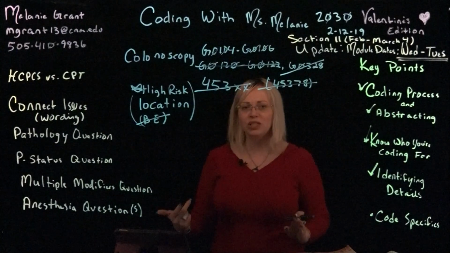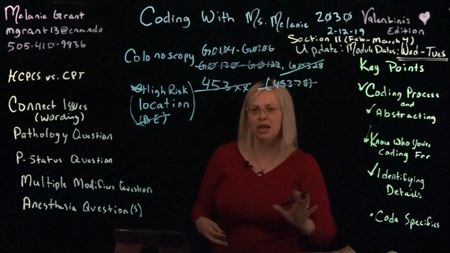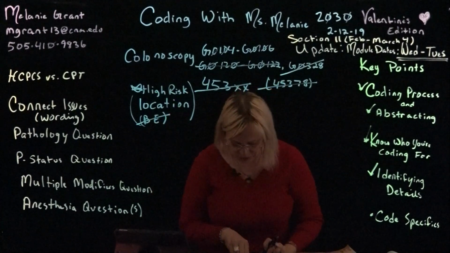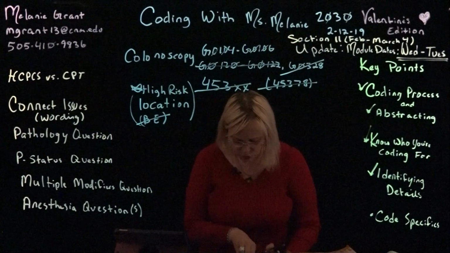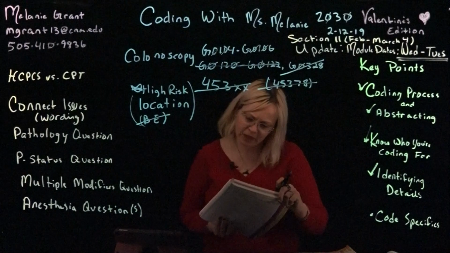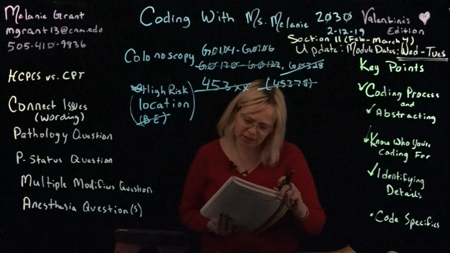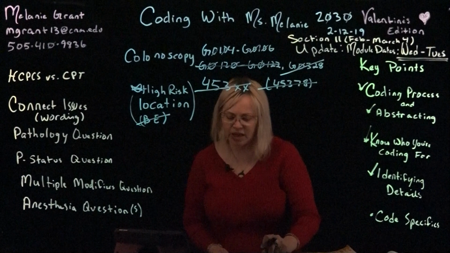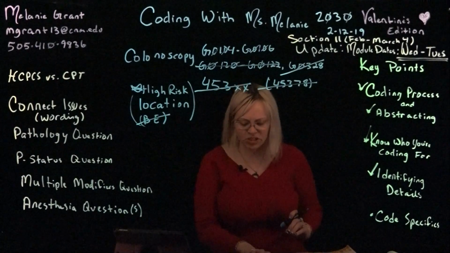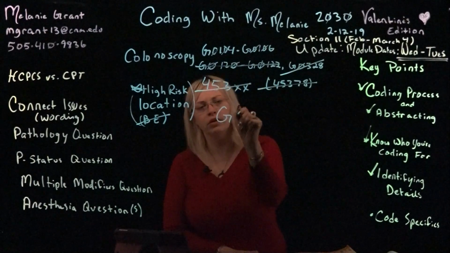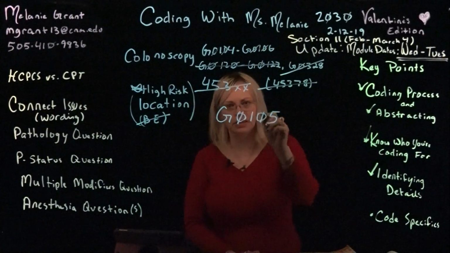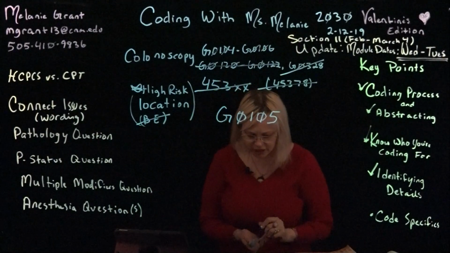So that was how I know what to abstract, because I looked at the codes first to say, what do I need? I need to know the difference between these three factors. So I would go back and say, G0104 was not high risk, G0105 is, and G0106 had a barium enema. So in this case, I could actually stop here and say that my code should be G0105, because I know this patient is high risk. Also, the fact that it's a colonoscopy.